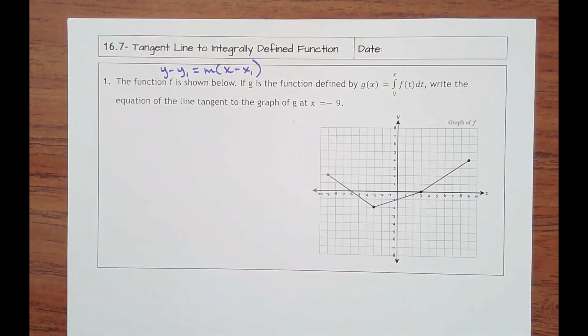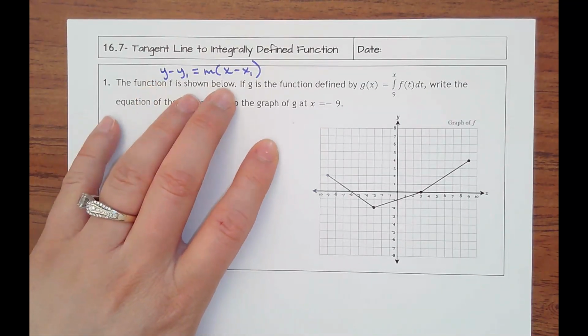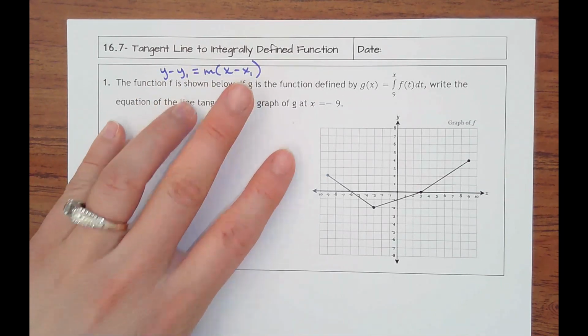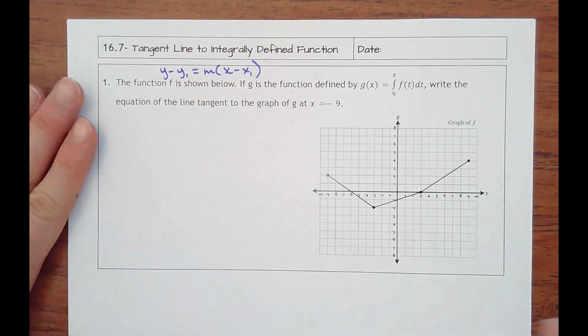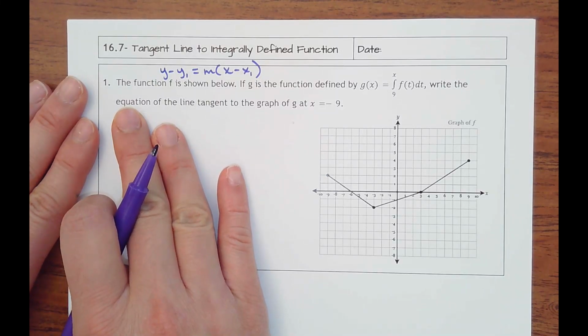Lesson 16.7 is writing a tangent line to an integrally defined function. So remember that when we are writing equations of tangent lines, we need point-slope form. y minus y1 equals our slope m times x minus x1. So we need a point, and it tells us that f is shown below.